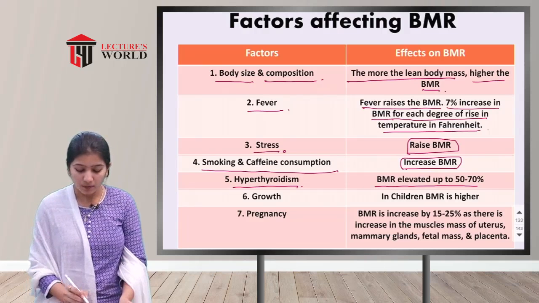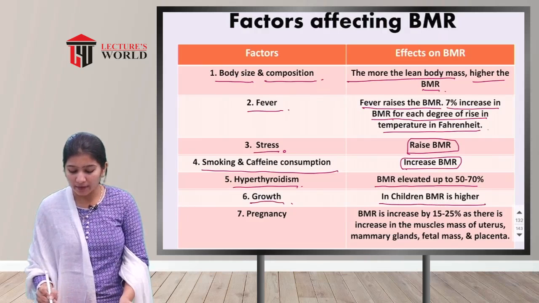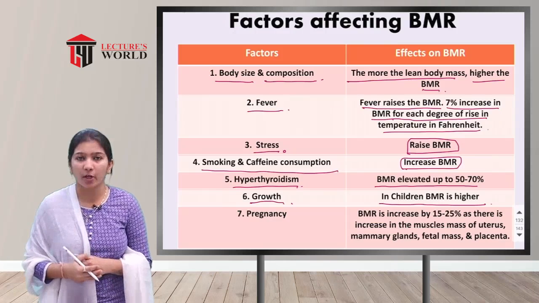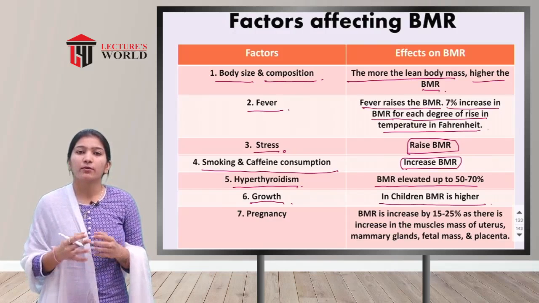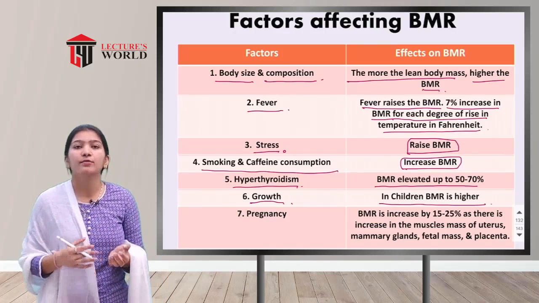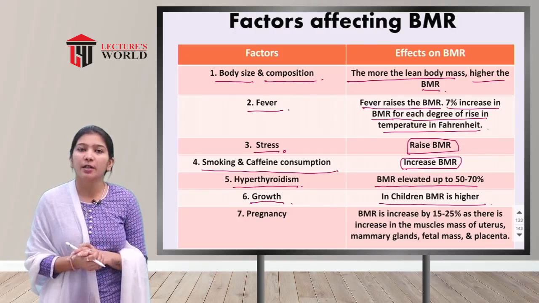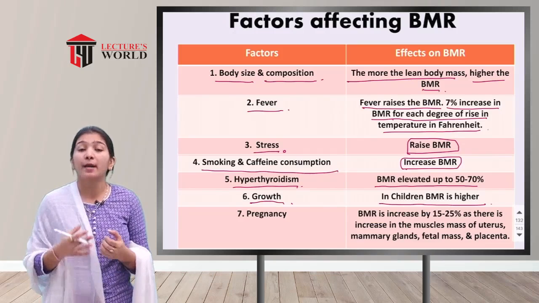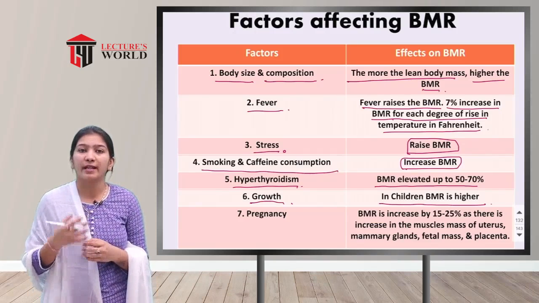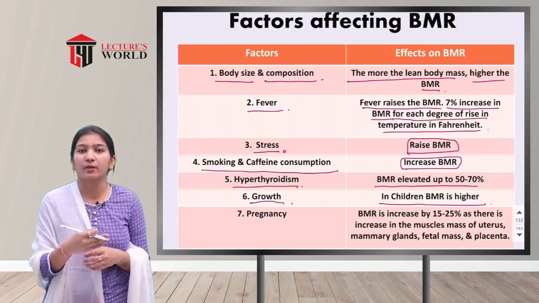Next is growth. In children the BMR is higher. Growth means growth and development of your body. Children who are playing every day, who are very curious, who are very hyperactive during their toddler period. During the childhood period, the calorie requirement or the metabolism rate is very high. The babies or the children feel very hungry in a small period of time, so we need to feed them at frequent intervals.